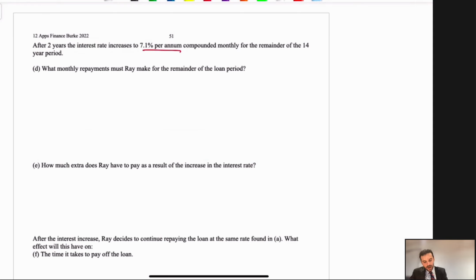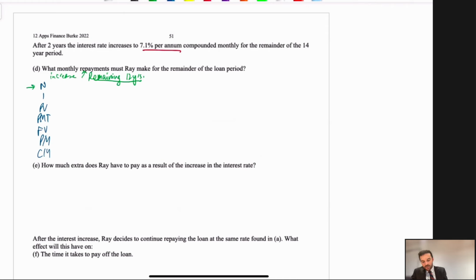So here we go. What monthly repayments must Ray make for the remainder of the loan period? So he's going to increase, probably, his monthly repayments so he can still pay off his loan in that 14-year period. So what's this going to look like? Well, I'm going to write out what I'm going to put into my ClassPad: N, I, PV, PMT, FV, payments per year and compounds per year. And what we're doing here is we're working out for the remaining 12 years. We're trying to work out his payments for the remaining 12 years.